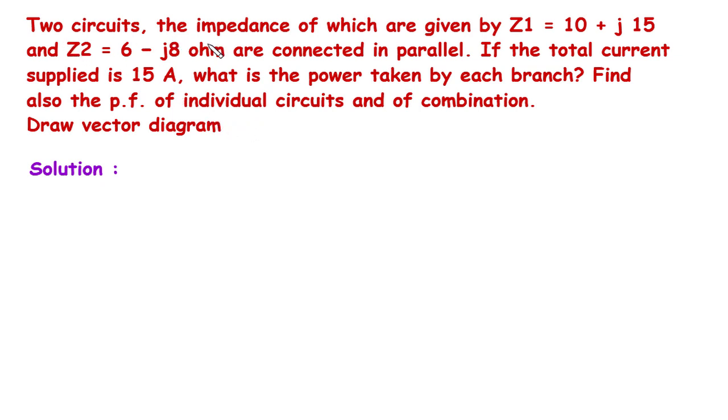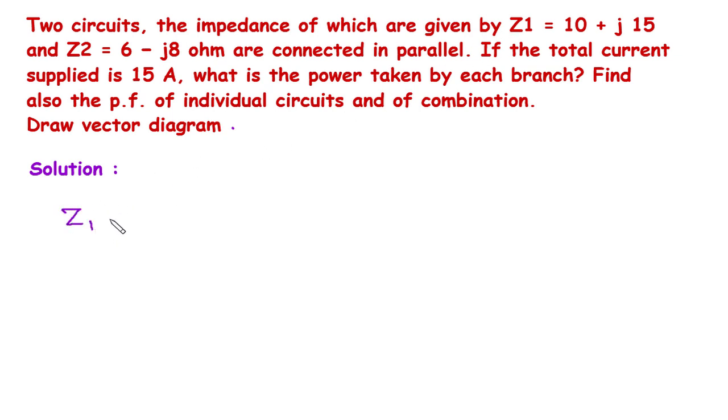Two circuits, the impedance of which are given by Z1 is equal to 10 plus j15 and Z2 is equal to 6 minus j8 ohm are connected in parallel. If the total current supplied is 15 ampere, what is the power taken by each branch? Find also the power factor of individual circuits and of combination. Draw vector diagram. Solution. First of all, we will write what is given.